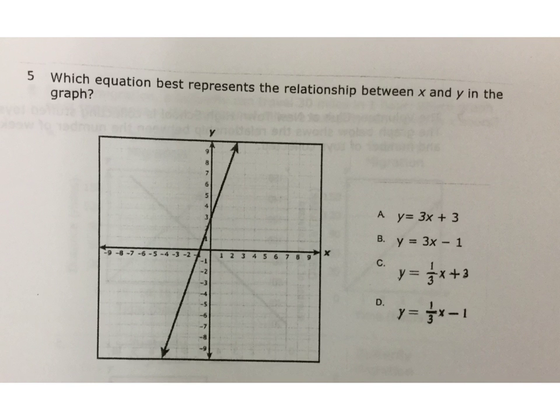Number 5. Which equation best represents the relationship between X and Y in the graph? Go ahead and take a look at the graph. Is it A, y equals 3x plus 3? B, y equals 3x minus 1? C, y equals 1/3 x plus 3? Or D, y equals 1/3 x minus 1?